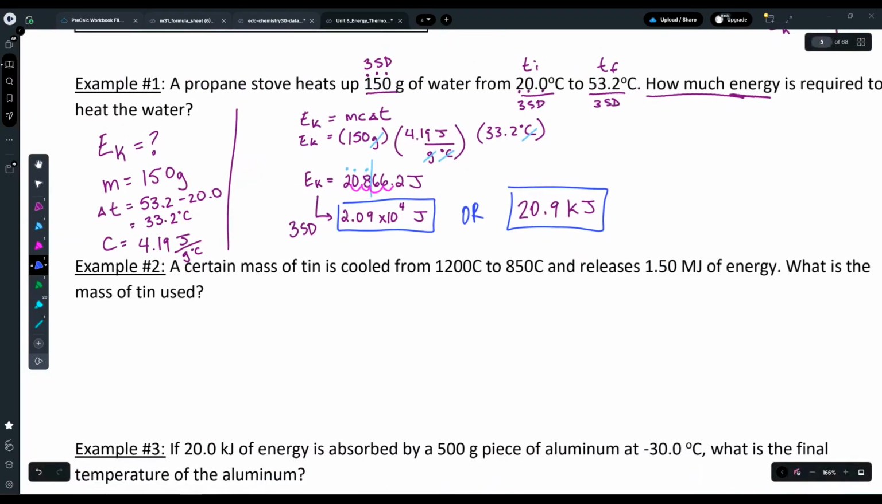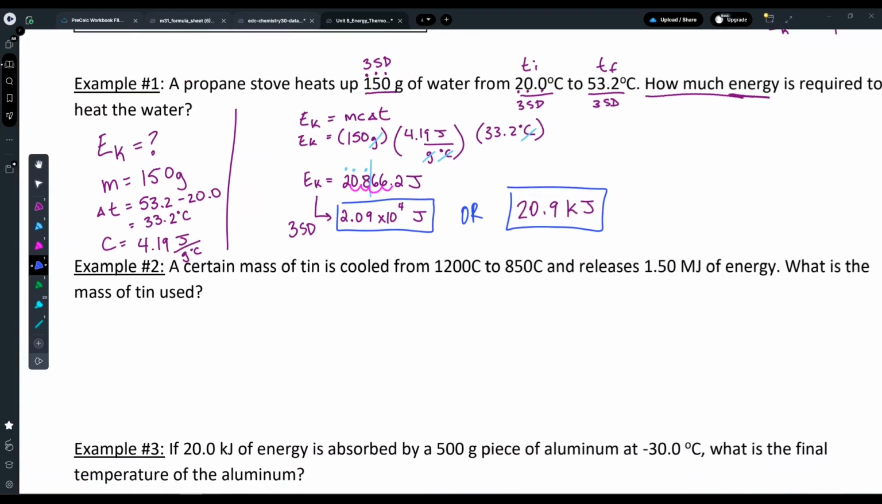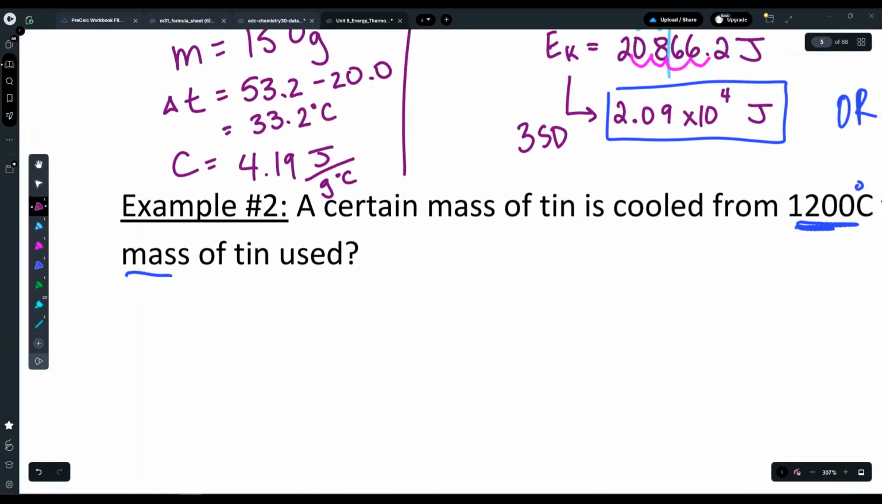All right. Example number 2, a certain mass of tin is cooled from 1200, that should be degrees Celsius, to 850 degrees Celsius, and it releases, so that's a key word there, 1.50 megajoules of energy. What is the mass of tin used? So let's write our list of givens.